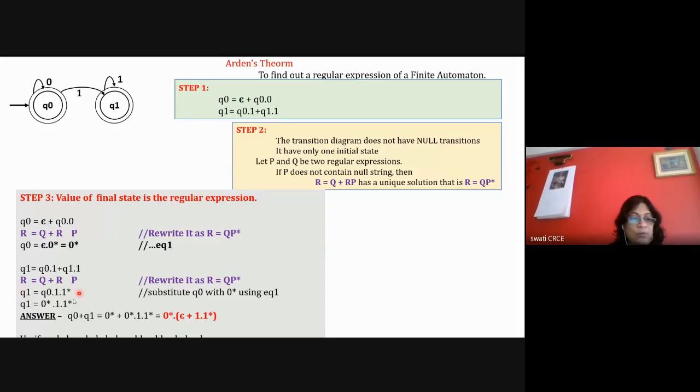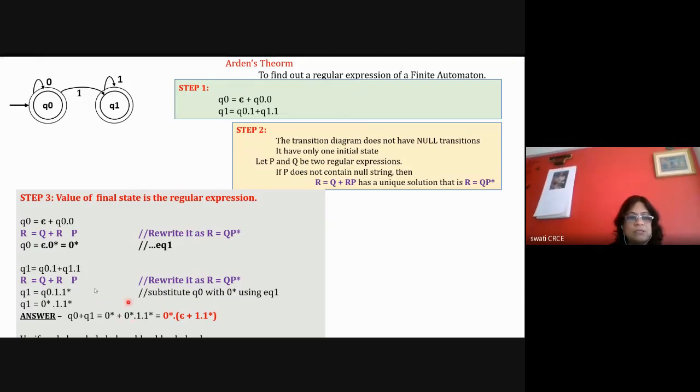Now Q1 is still in the form of Q0. I have to remove this and get everything in the form of zeros and ones. But I've got the answer for Q0, that is 0 star, so I'll replace it with that. And now I'm getting the answer for Q1, that is 0 star 1 1 star. So my final answer is Q0 plus Q1, which is equal to 0 star plus 0 star 1 1 star. And here again I can simplify: 0 star outside, epsilon plus 1 1 star. So you can write it in this format or in this format. Anything is right.